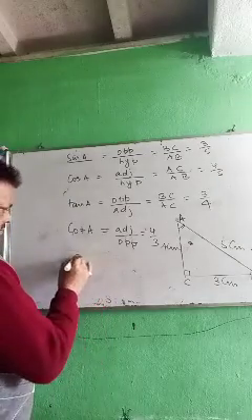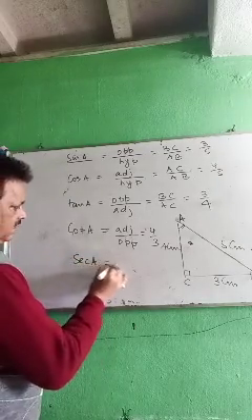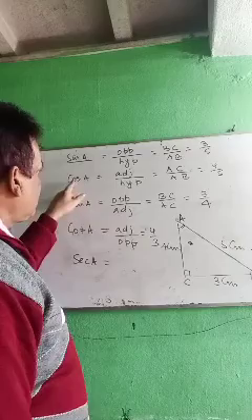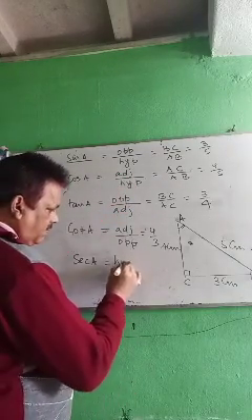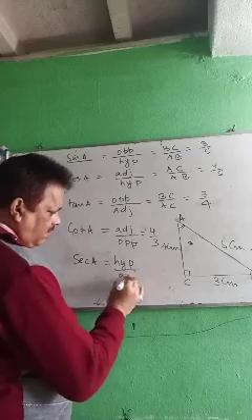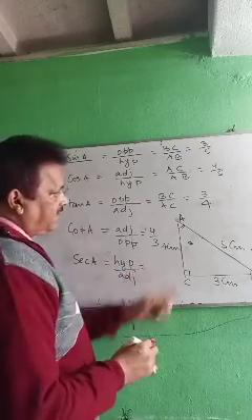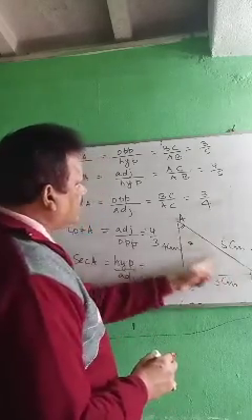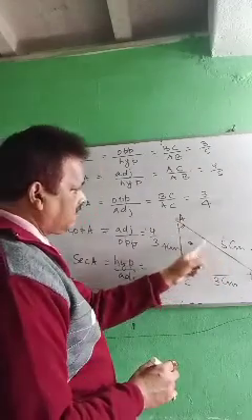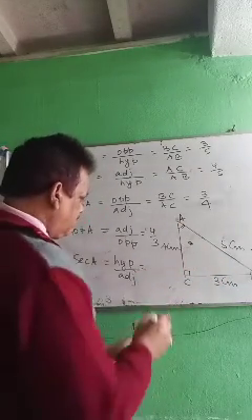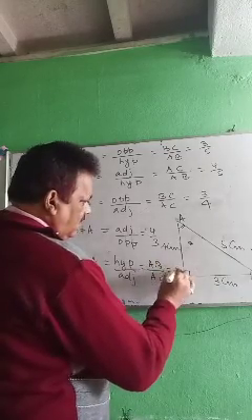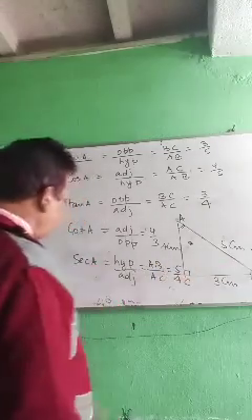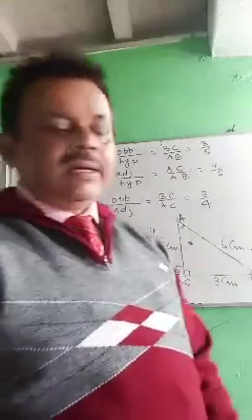Then sec A. For sec, just remember, the opposite of cos, hypotenuse by adjacent. So hypotenuse means which one? AB. AB by adjacent AC. That is 5 by 4. You got sec. Now you get cosec.